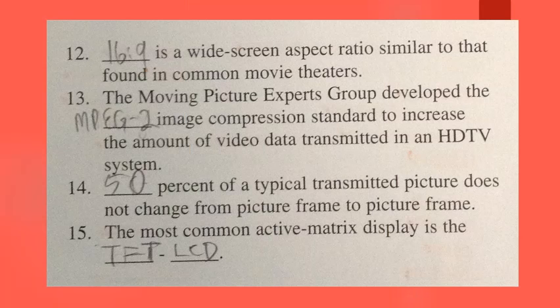Question 11. The Video Electronics Standards Organization developed standards for digital television broadcasting and receivers. 12. 16:9 is a widescreen aspect ratio similar to that found in common movie theaters. 13. The Moving Picture Experts Group developed the MPEG-2 image compression standard to increase the amount of video data transmitted in an HDTV system. 14.